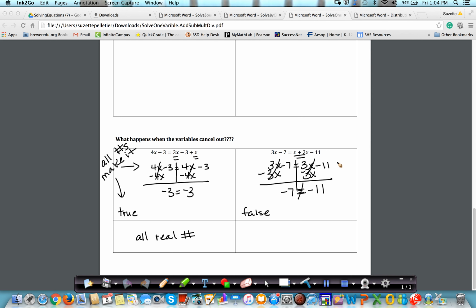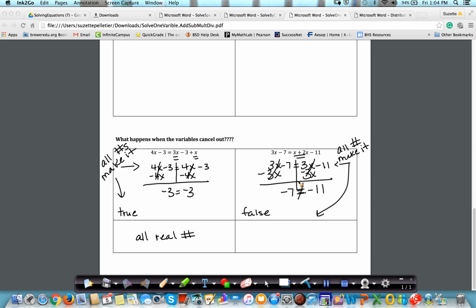And in the same vein, in this equation, if you think about this, no matter what number I plug in, I'm going to multiply it by 3. That part stays equal on both sides, but once I get that result, on the left-hand side, I'm going to subtract 7 from that, and on the right-hand side, I'm going to subtract 11 from that. So all numbers, no matter what I put in, make it false.